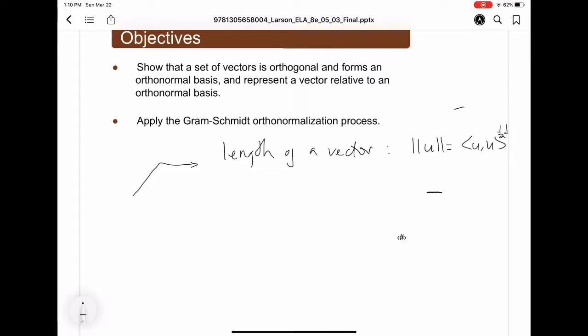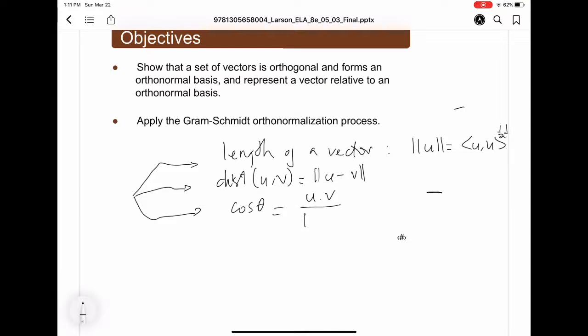Once we have the length of a vector, you can define the distance between two vectors. That is just the norm of u minus v, with respect to our inner product. And once you have distance, you can measure the angle between them using the following formula: cosine of theta, where theta is the angle between u and v, equals the inner product of u and v divided by the norm of u, and then divided by the norm of v.